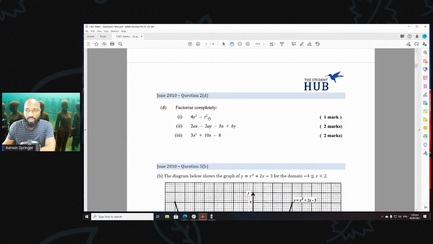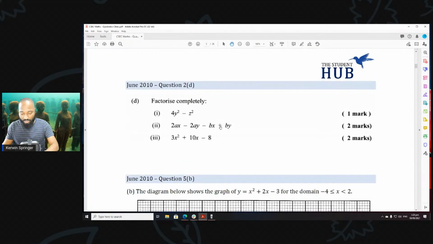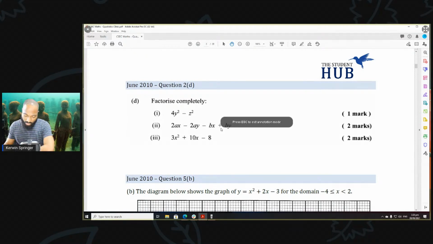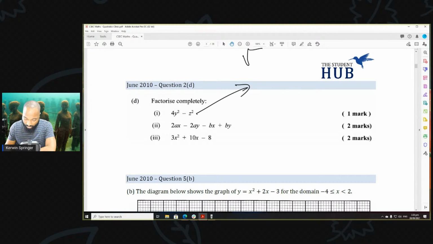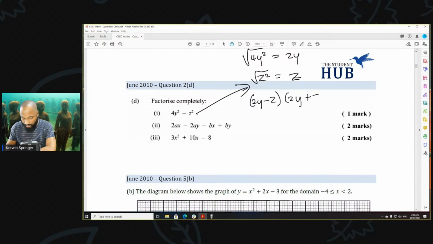Factorize completely: 4y squared minus z squared, 2ax minus 2ay minus bx plus by. So we don't really care about this part, but this is quadratic and this is quadratic, so we just eat up everything one time. So we're in June 2010 now. June 2010, this is a difference of two squares. Difference of two squares means that we need to get the square root of both of them. Feel free to rush the answer. So this is actually going to be (2y minus z)(2y plus z).